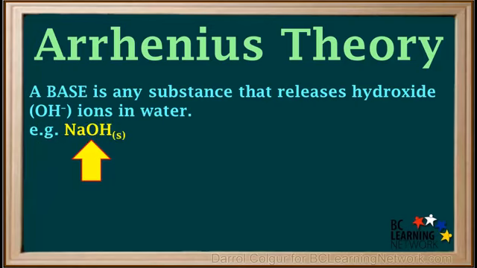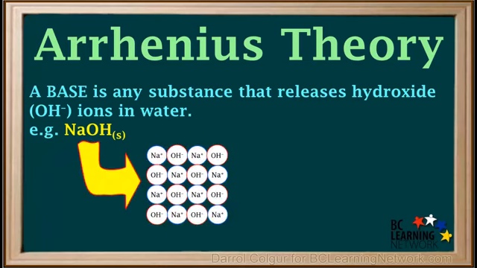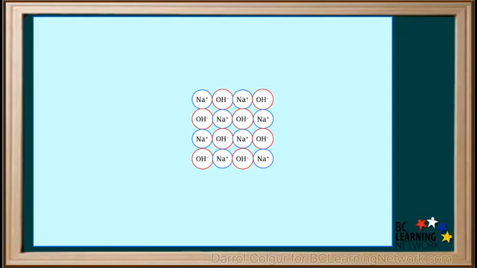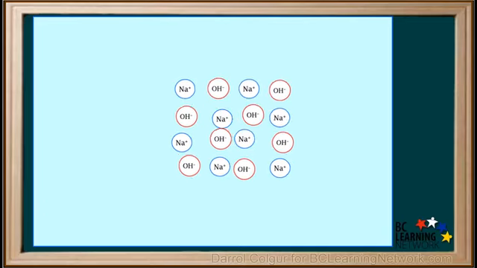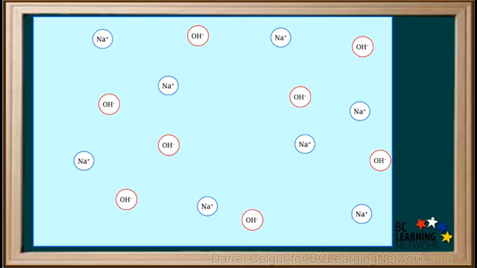According to the Arrhenius theory, a base is any substance that releases hydroxide or OH- ions in water. An example is solid sodium hydroxide. Because NaOH is an ionic compound, solid NaOH is composed of a crystal lattice of sodium and hydroxide ions. Here we show a 2D representation of a few of these ions. When a piece of solid sodium hydroxide is placed in water, the polar water molecules attract the ions and pull them away from the crystal.